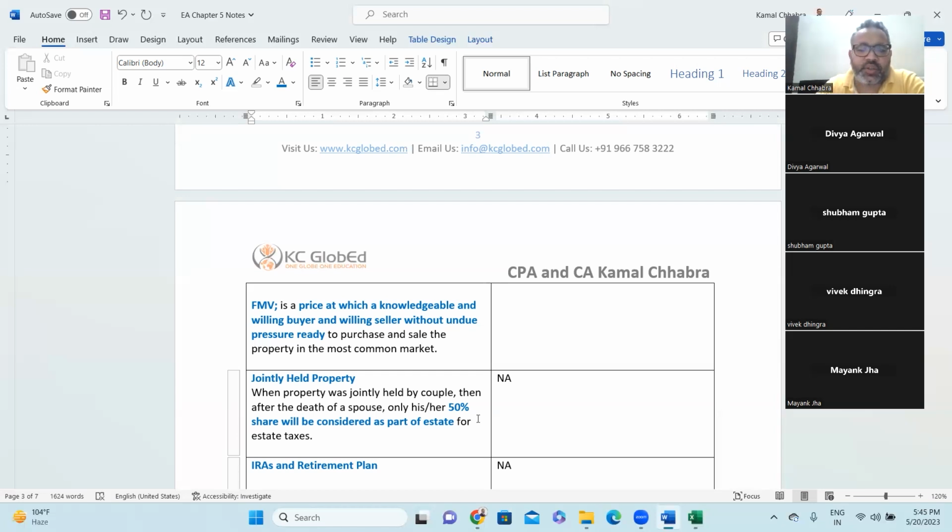Right, so fair market value is actually the price at which any knowledgeable person, who knows about the market, the product, and the service, and is rationally aware of the market price of that particular product, is willing to buy, and the seller also has knowledge of the market condition and the pricing and is ready to sell at a particular price without any pressure. Without undue pressure means ready to purchase and sell. So that amount is called fair market value. Make sense?